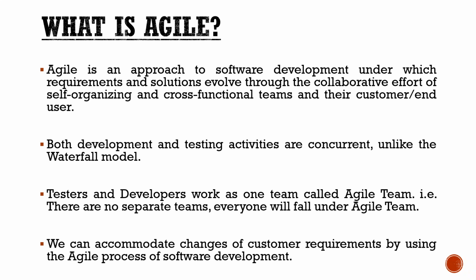In this agile process of software development, both development and testing activities are carried out concurrently, unlike the waterfall model. In this model, both testers and developers work as a single team called the agile team, and there are no separate teams other than the agile team. In this agile process management, we can accommodate any customer requirements anytime.